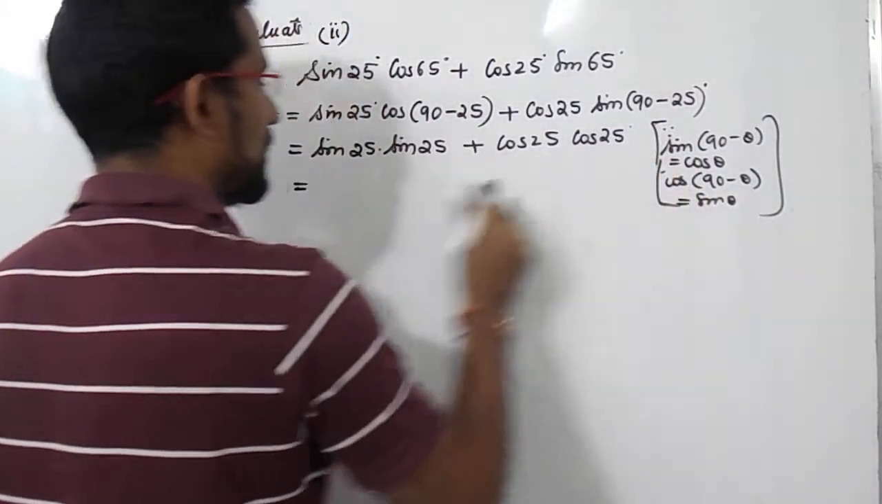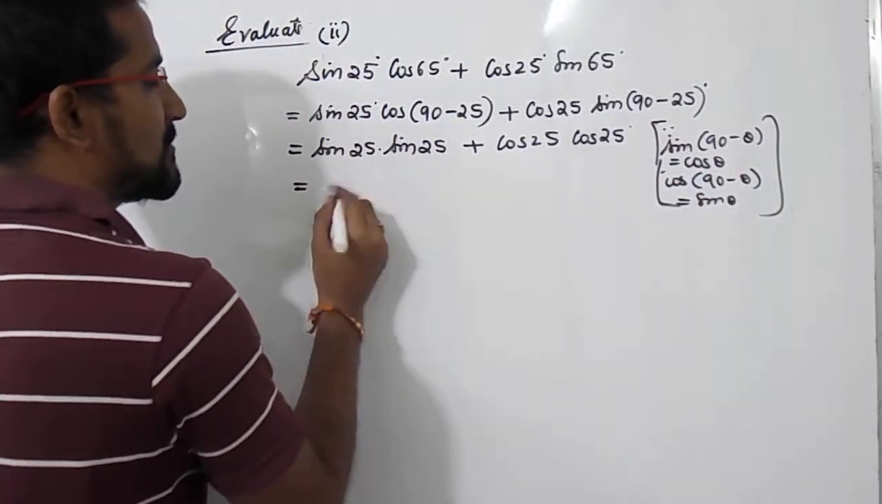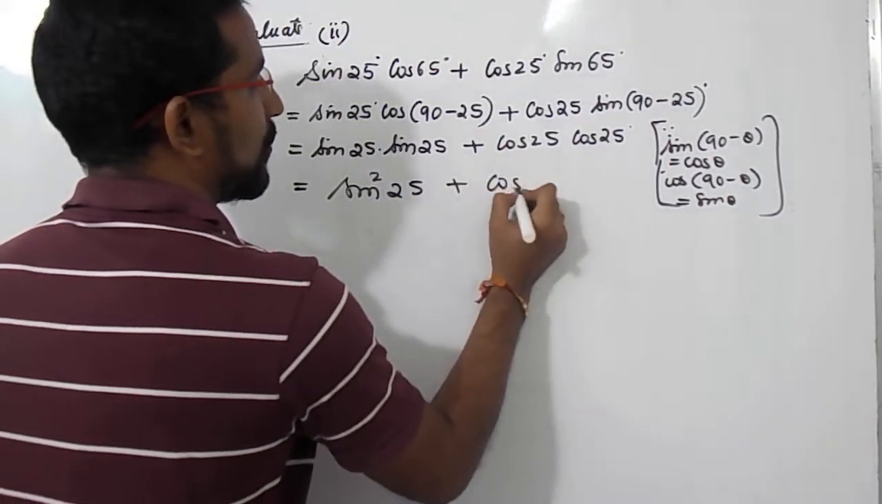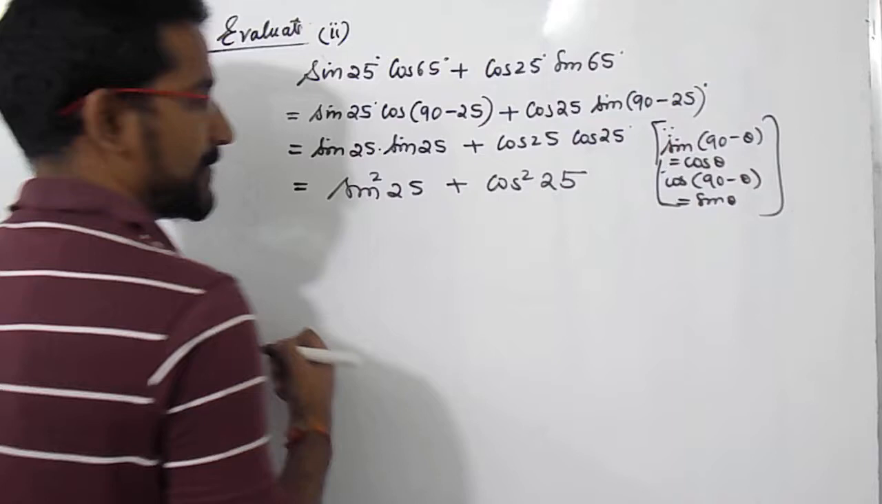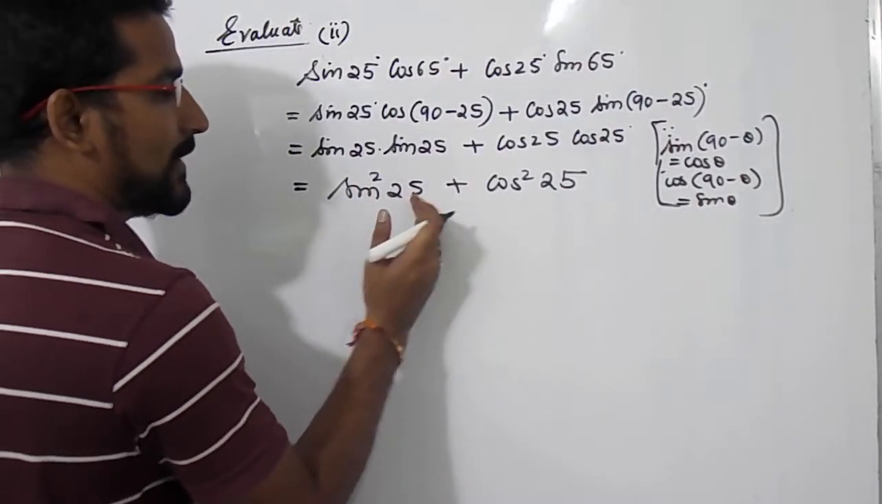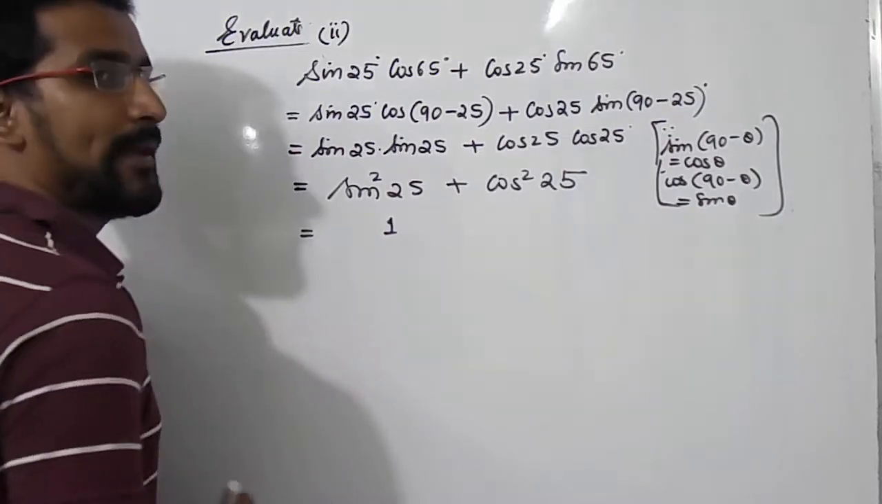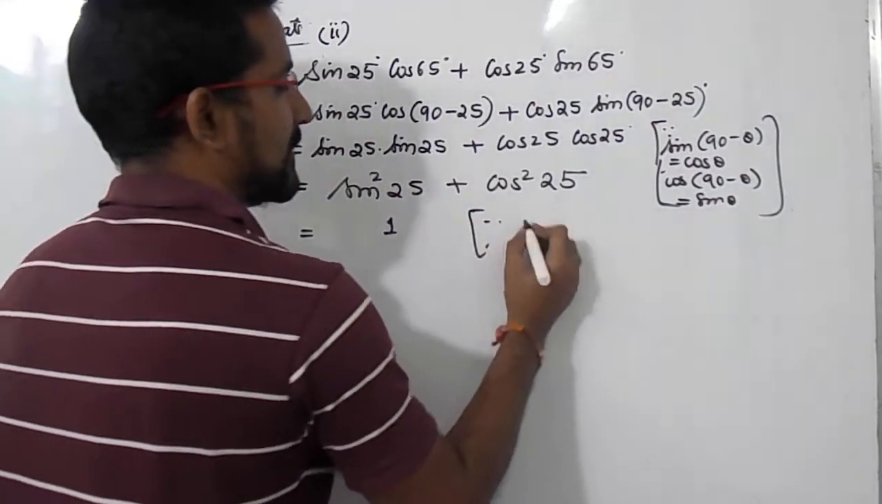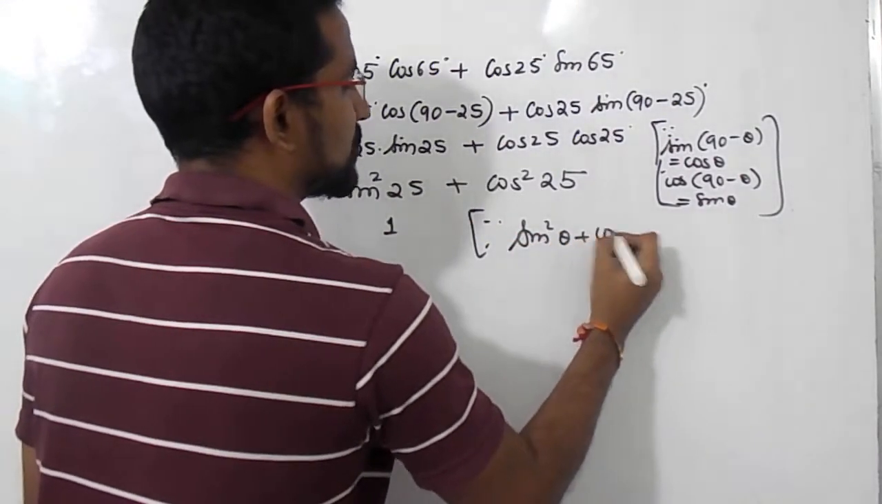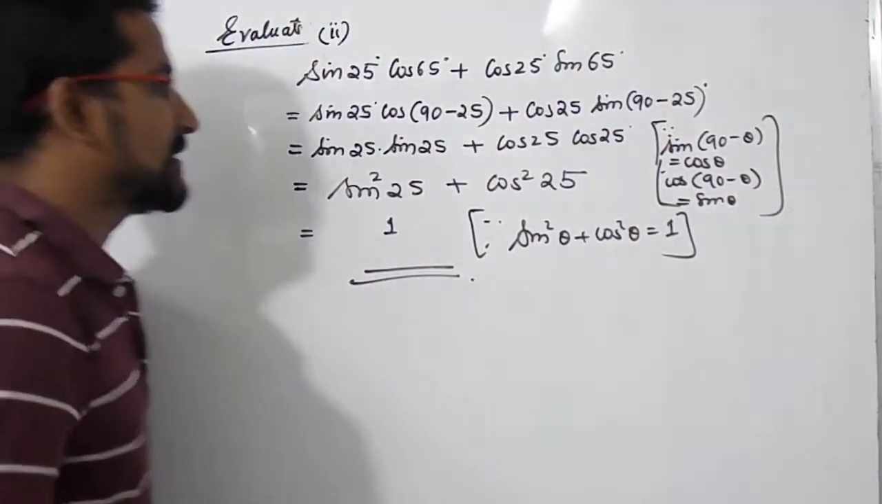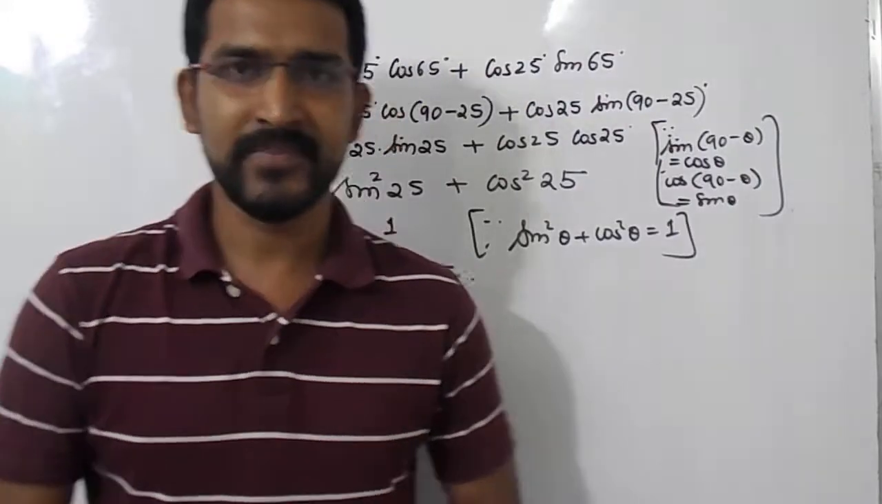So now sin 25 into sin 25, that will be sin square 25, plus here cos square 25. Now sin square theta plus cos square theta is nothing but equal to 1. The answer will be 1, since we know that sin square theta plus cos square theta equals 1. So this is how we can solve this.